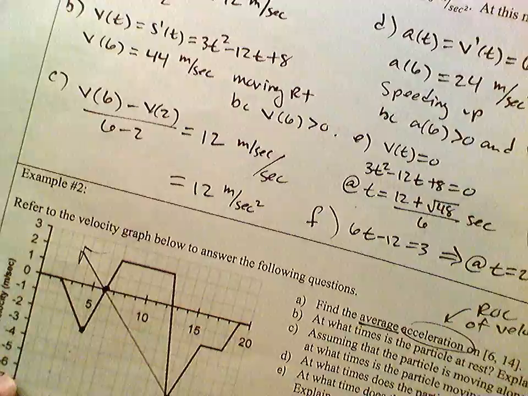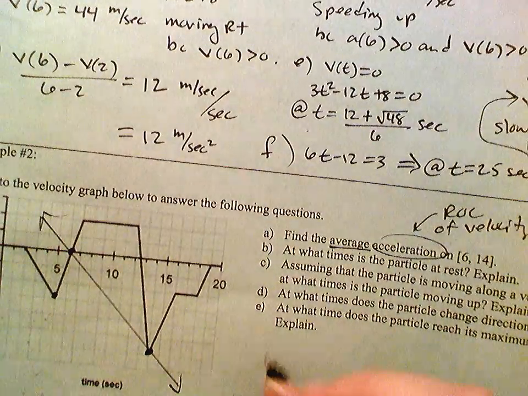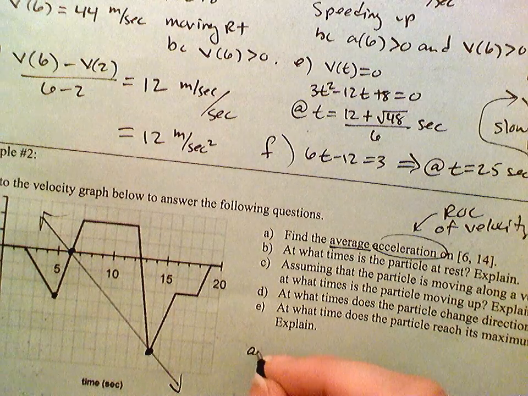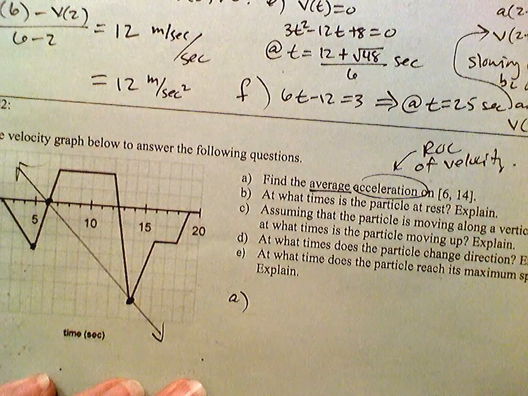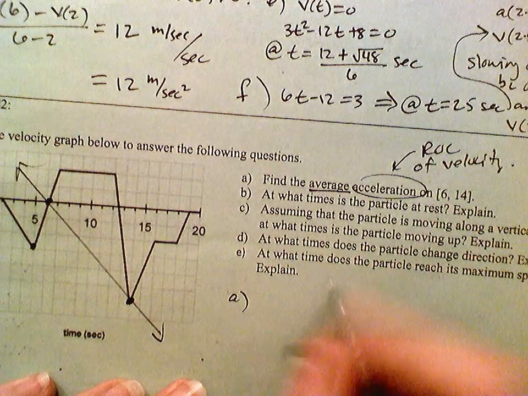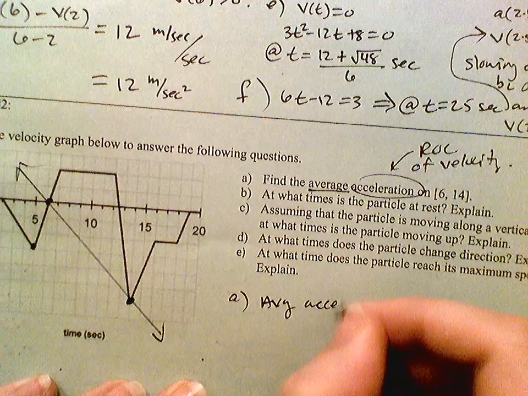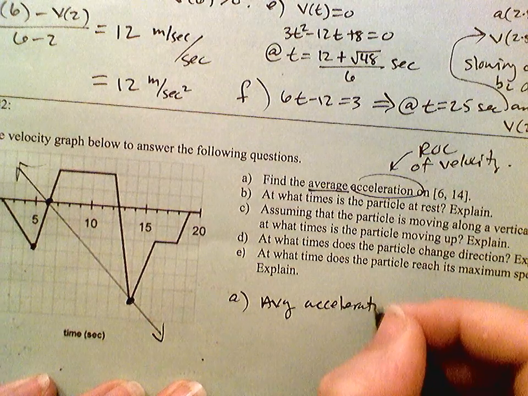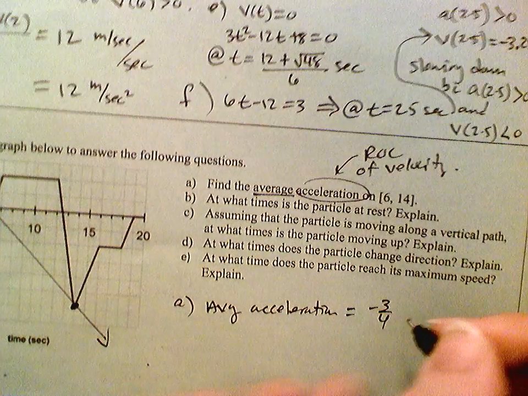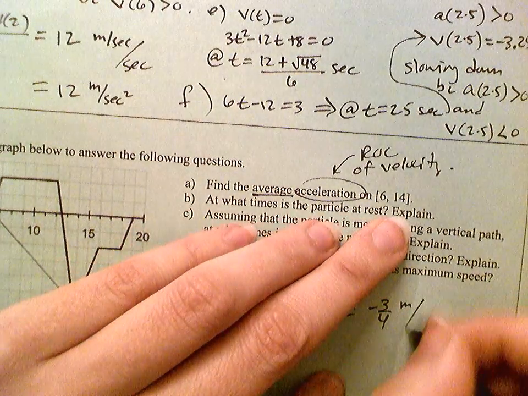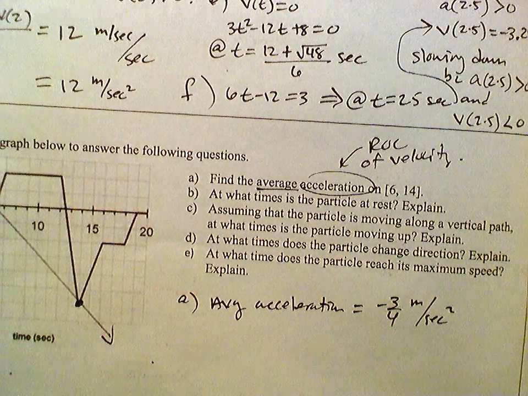There's the secant line, and its slope is going to be the average rate of change on that interval. So for part A, also write small again, guys. Take a moment to digest this if you need to, but we have the average acceleration is equal to negative 3/4 meters per second squared. All right, so that's the average acceleration.